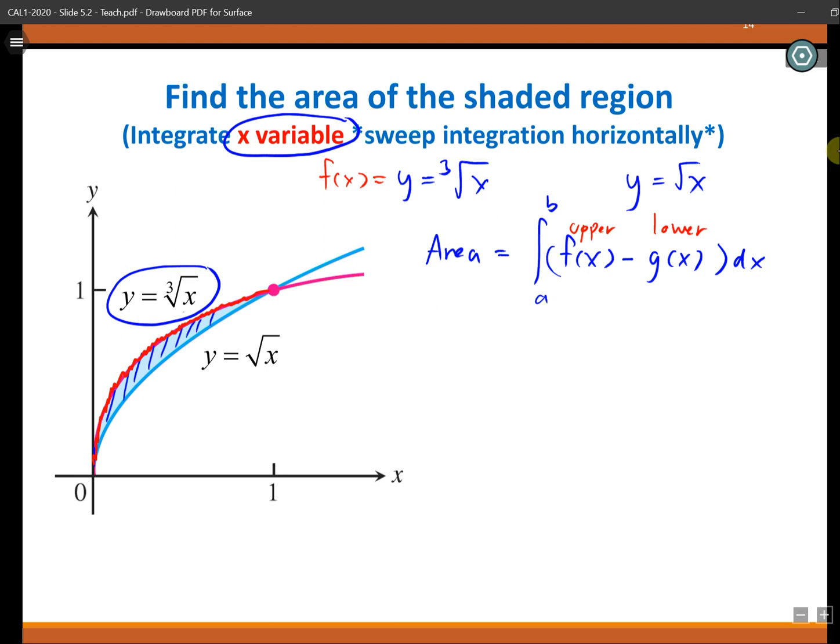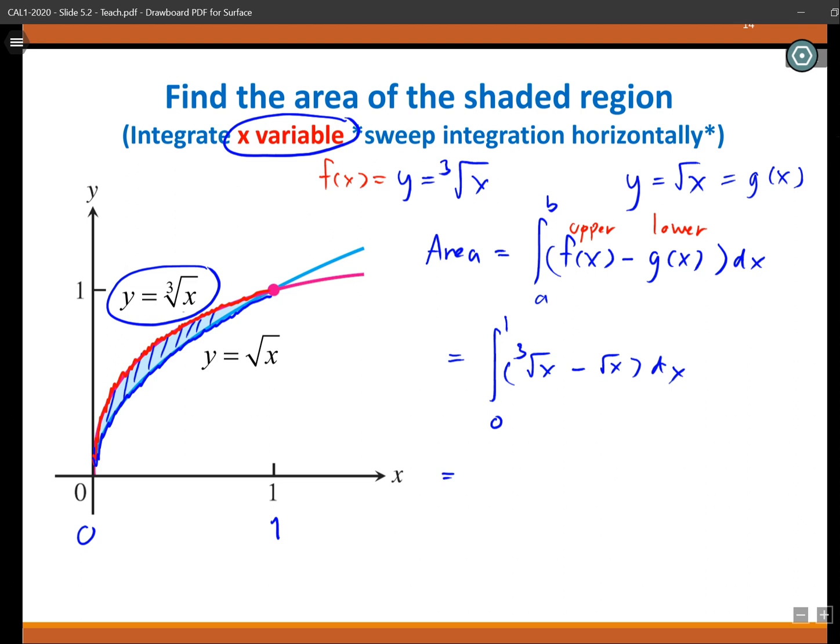What about the lower part? Obviously, this is the base of this region. So it's the square root of x. So this lower part is this square root of x. That is g(x). Now that you know the right order of f(x) and g(x), you can continue with the integration. Now integrate. f(x) is cube root and g(x) is square root, dx. Starting point on the x-axis, that is 0, and ends at x equal to 1. 0 and 1.